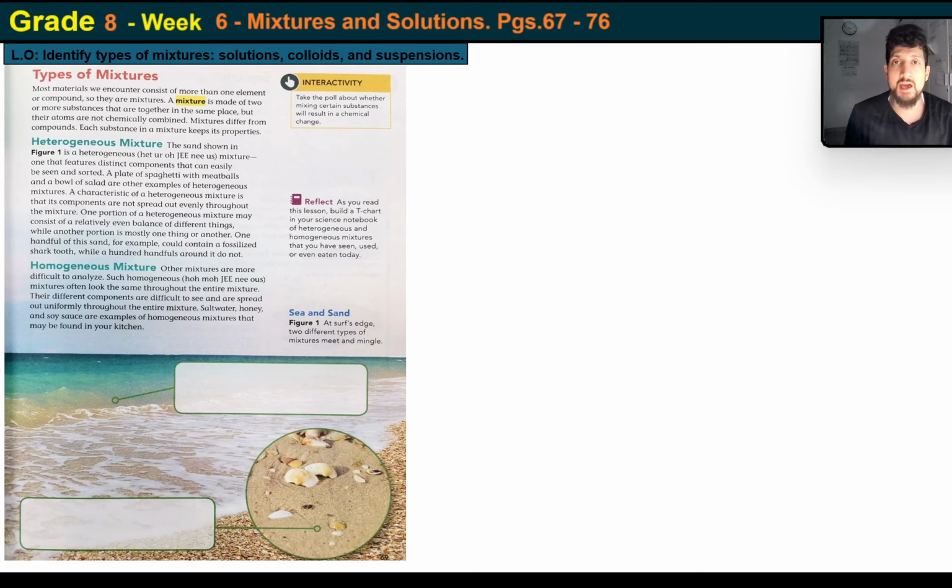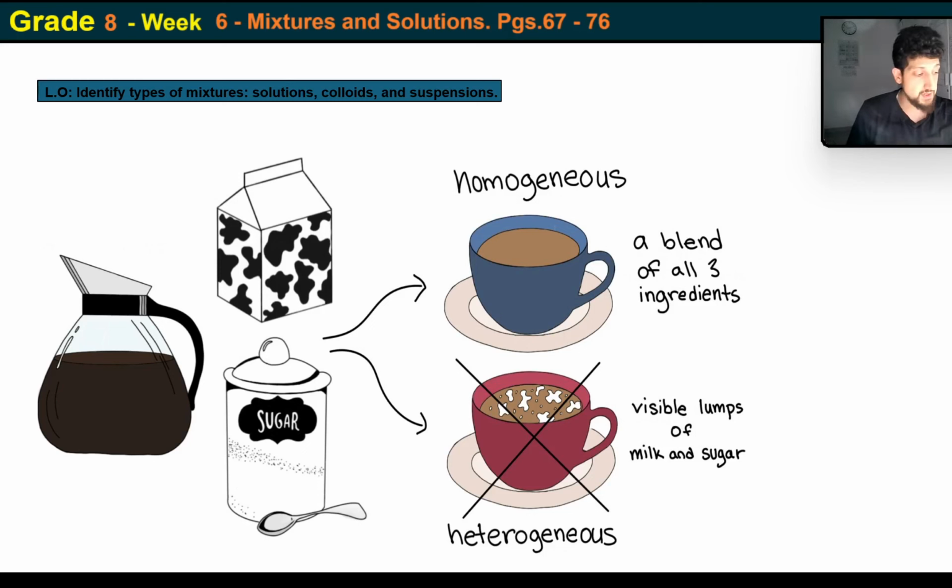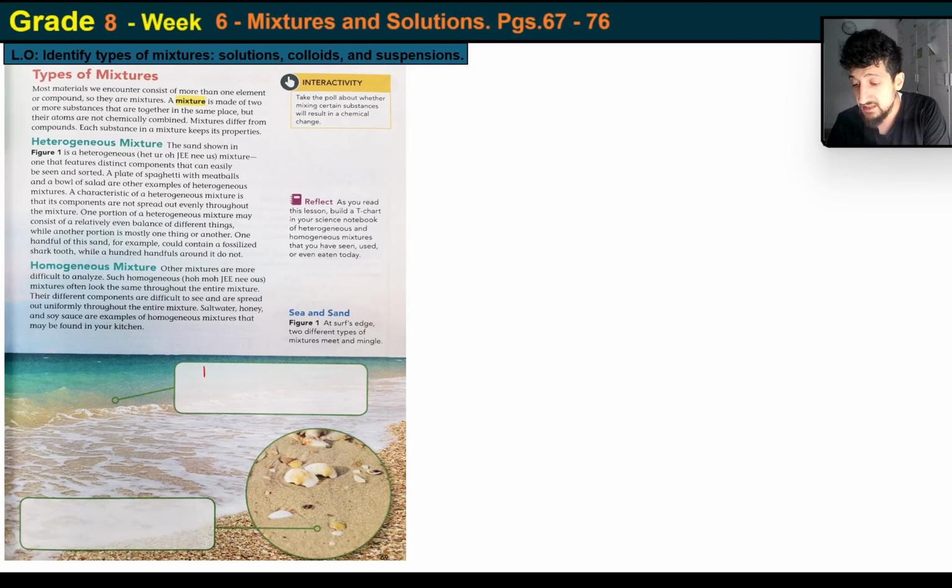So one more time, heterogeneous means you can see it with your eyes. It's different. There's different things in there. And homogeneous looks the same color, looks the same throughout. So in this example, the seawater is homogeneous, while the sand mixed in with the shells is heterogeneous.